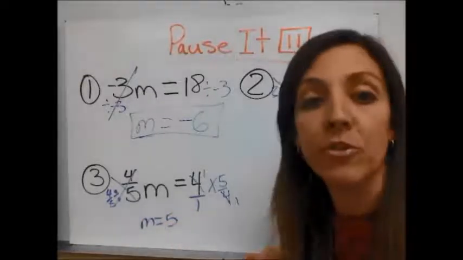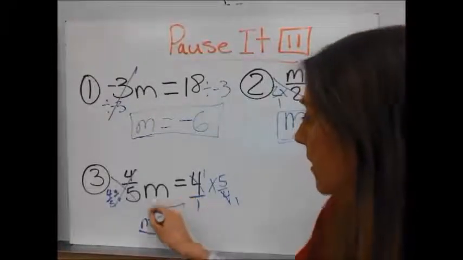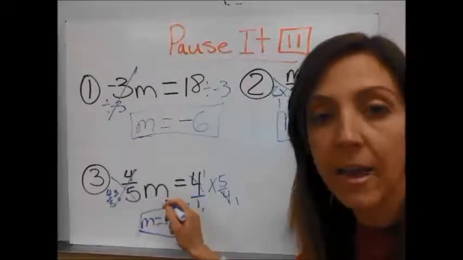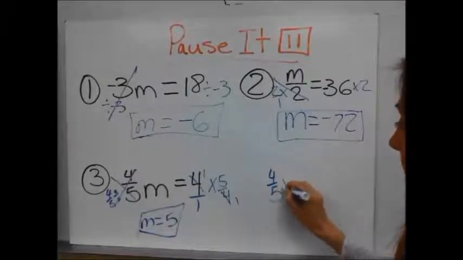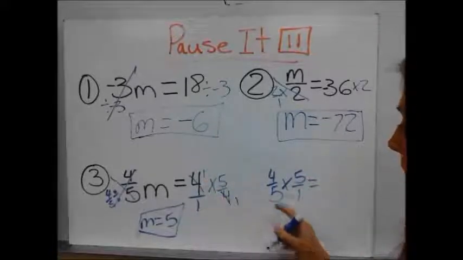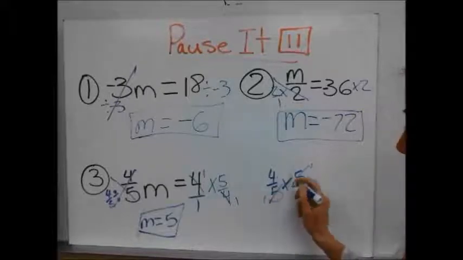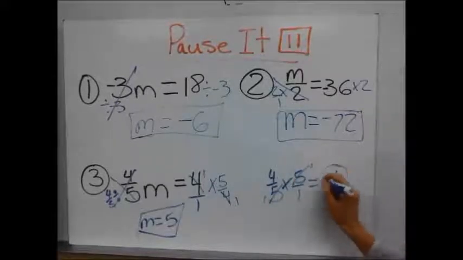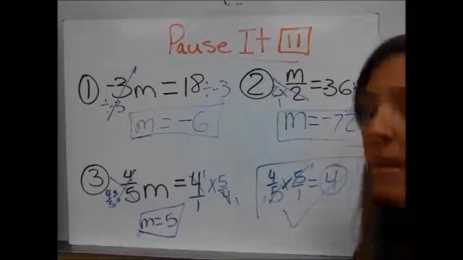And this is one that I want to check, okay? When I'm dealing with fractions, I want to make sure that I've got it right. So m equals 5. I'm going to plug 5 back in for m. So 4/5 times 5. It should come out to be 4. If I top and bottom simplify, I can see that the 5s will cancel out, and 4 times 1 is just 4. And so it works. I've checked my answer, and m equals 5.